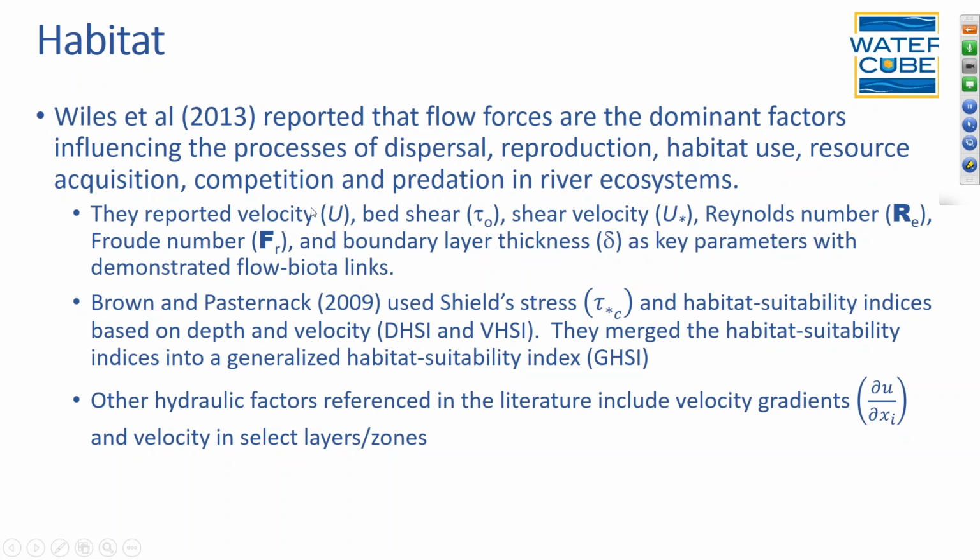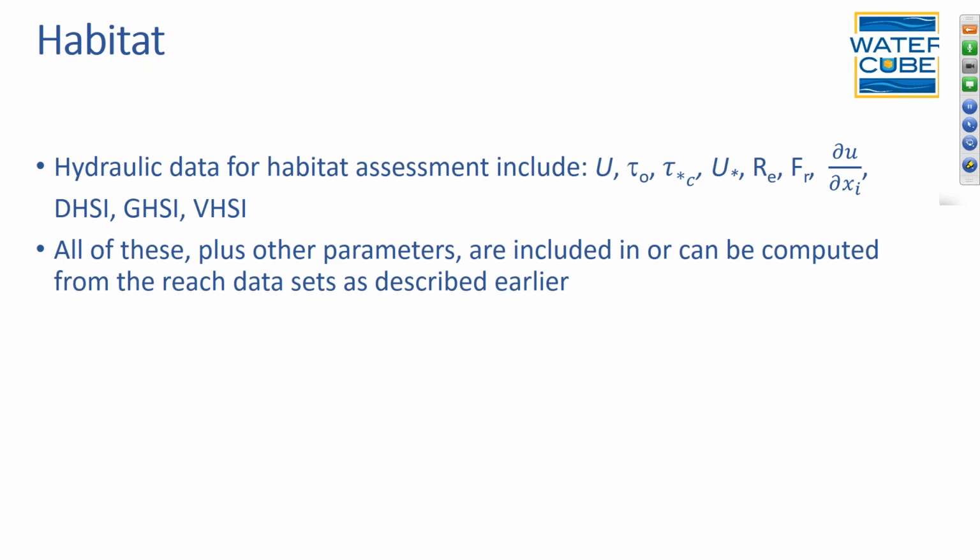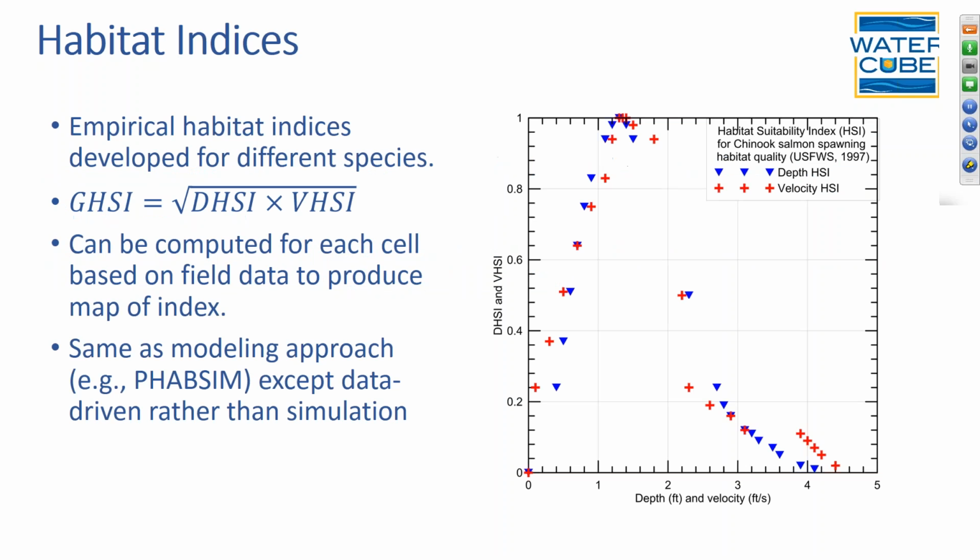And then if we've done go with the flow measurements, we have the opportunity to calculate them for an entire reach. And so taking some studies done in the West, Brown and Pasternak used shear stress and these habitat suitability indices based on depth and velocity, and they developed what they called a generalized habitat suitability index. And there's some other things, but again, all hydraulic factors being considered here. And so, again, just repeating what I said, the data we have just from ADCP, along with maybe a little bit of sediment sampling, can calculate all of these things.